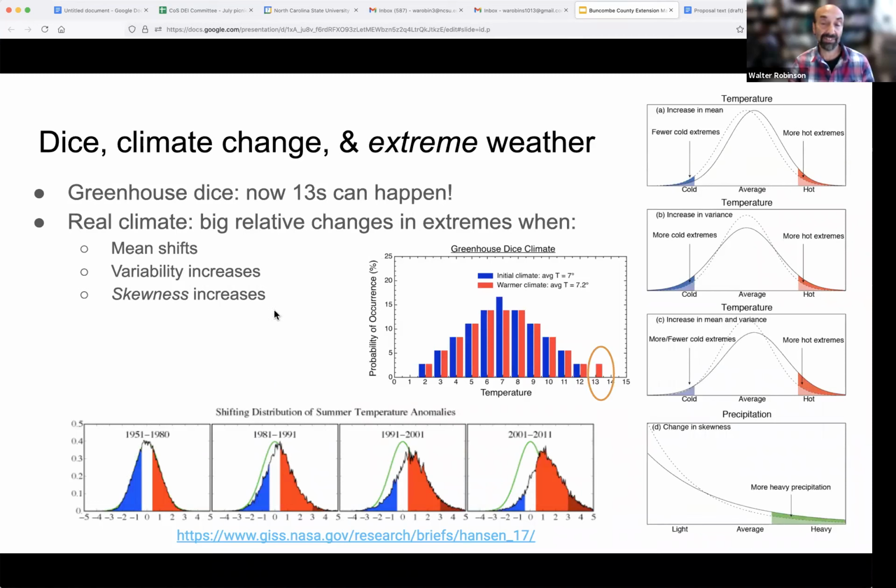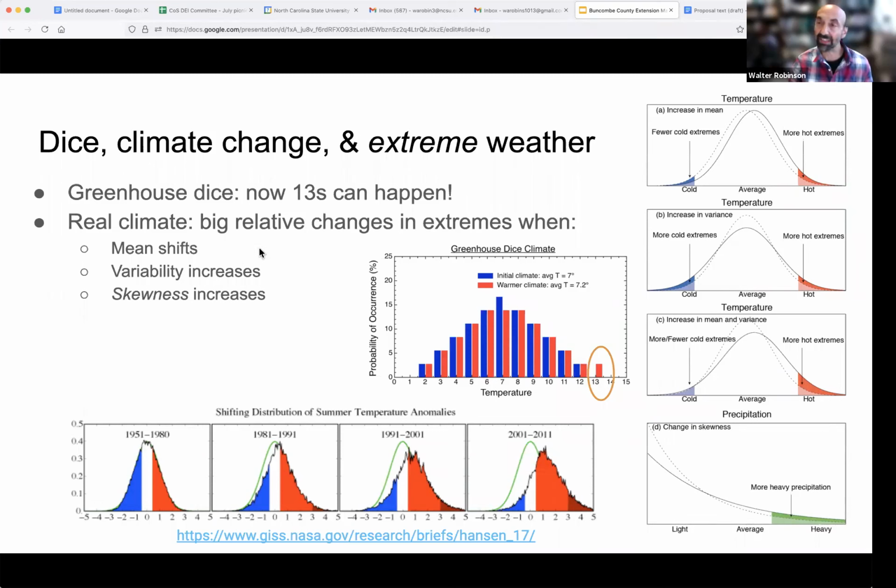One of the things that happens when we add a pip is that, probably the first thing you would notice that something had changed, if you were just looking at the numbers coming from the rolls, is that now you can occasionally get a 13. 13s were impossible before, and now they're occurring. So the biggest change you've gotten is at the extremes. That's what actually happens with the climate.